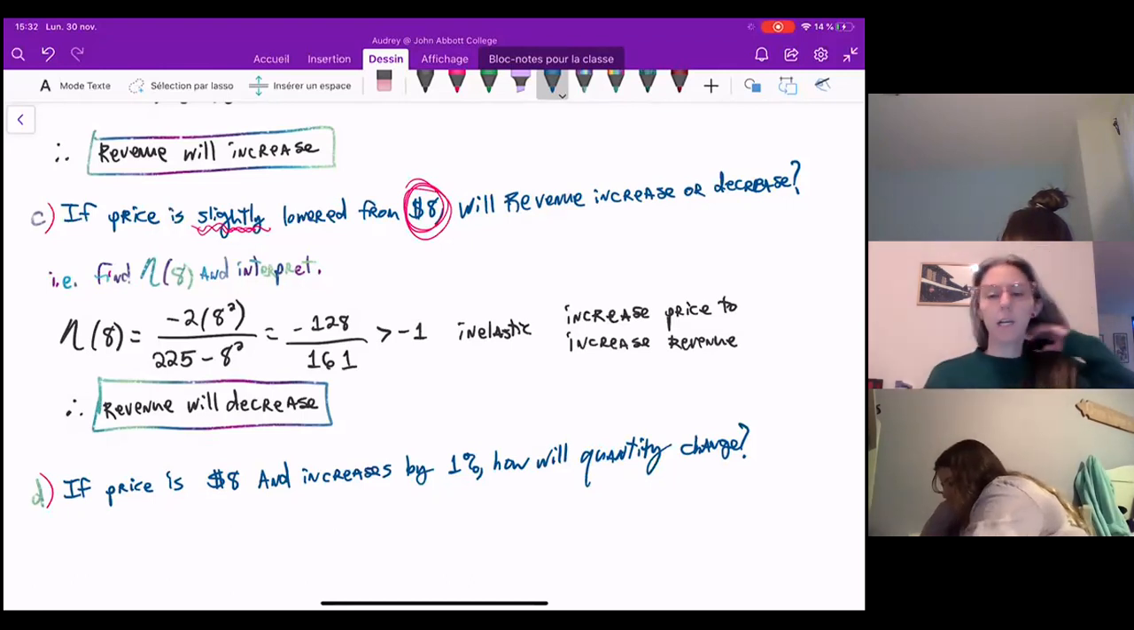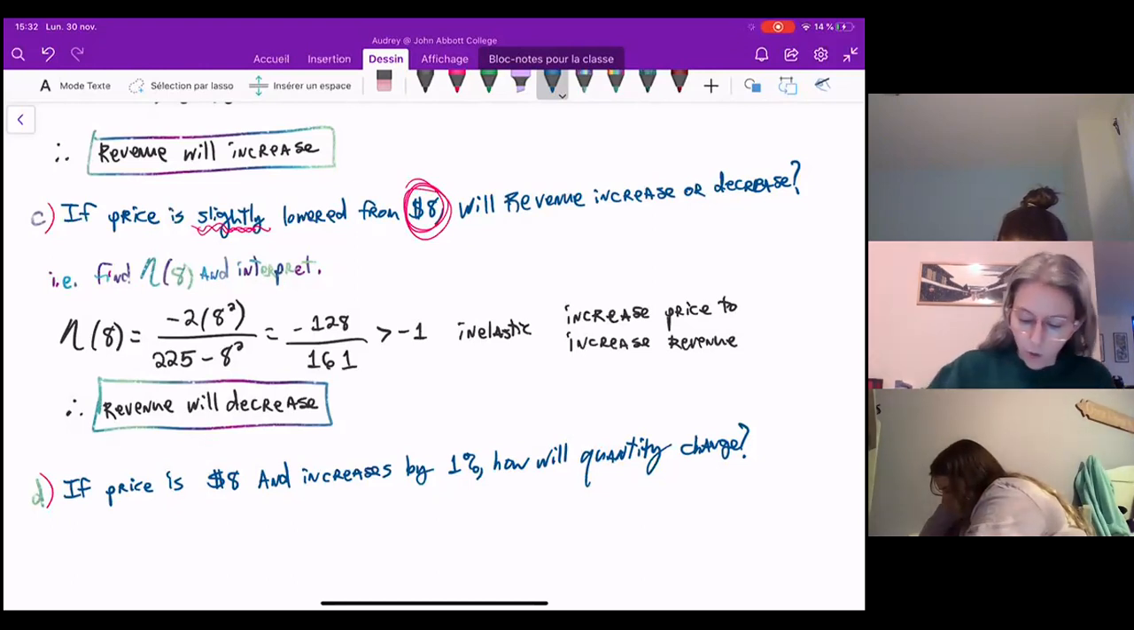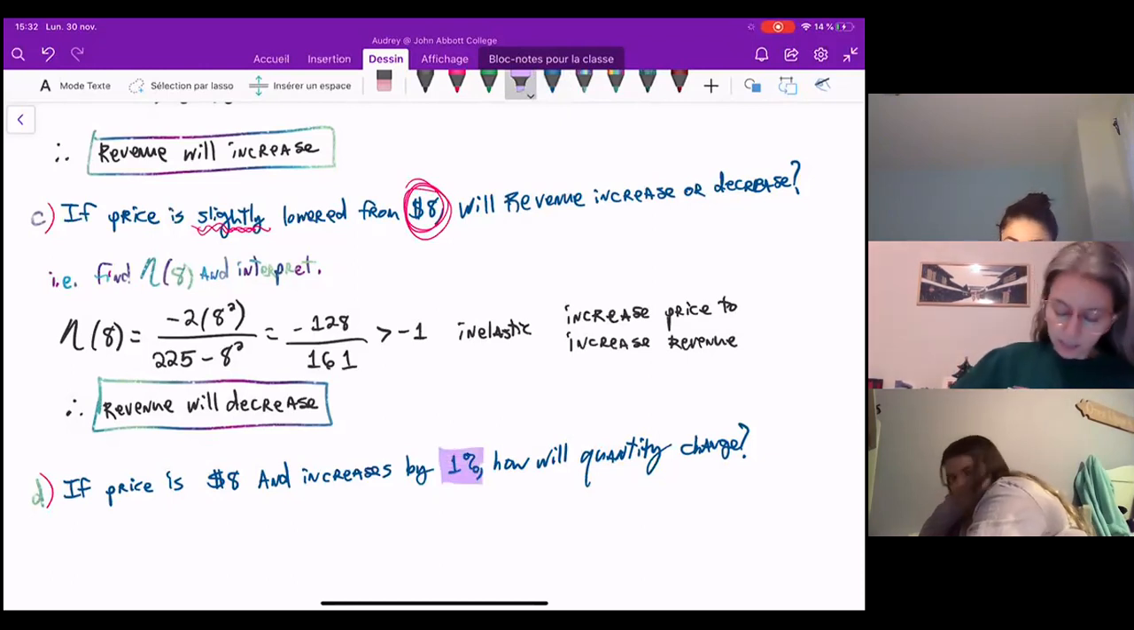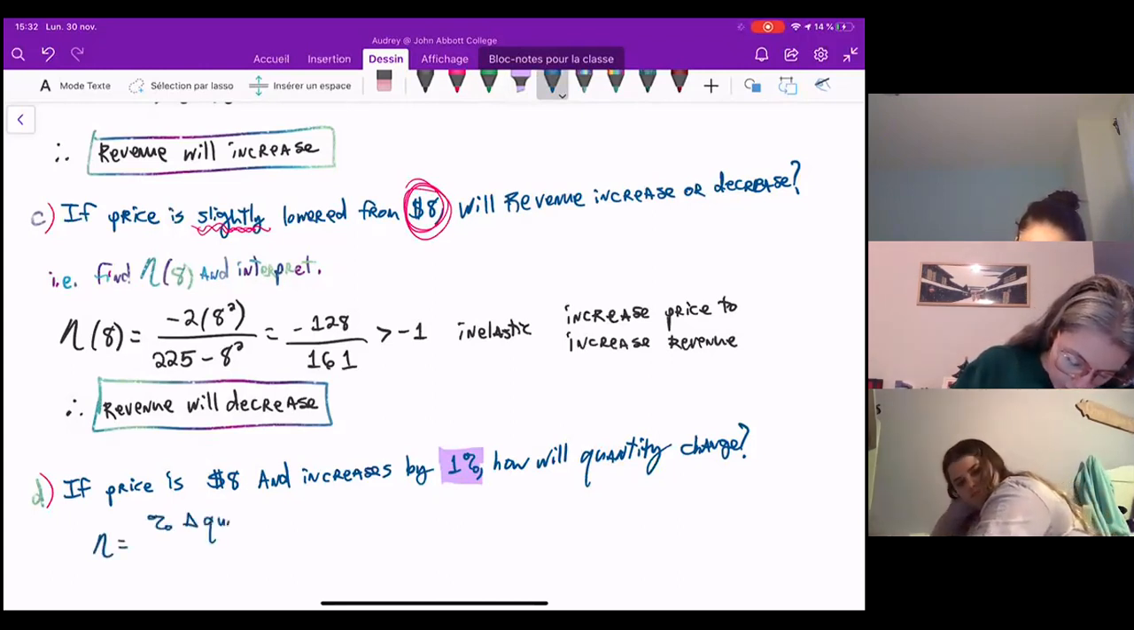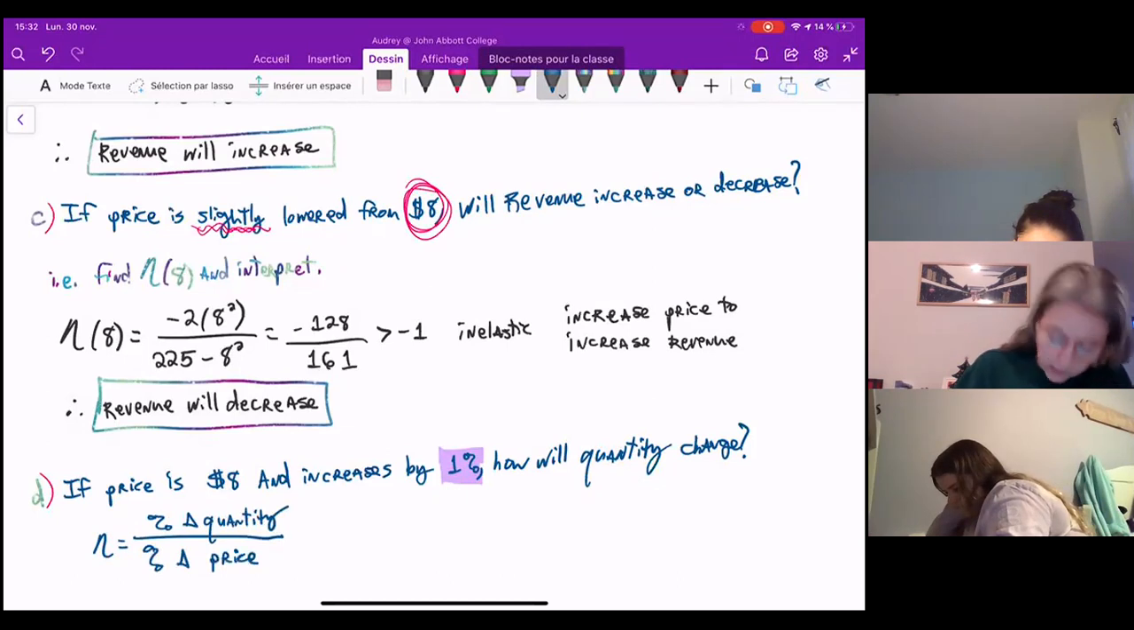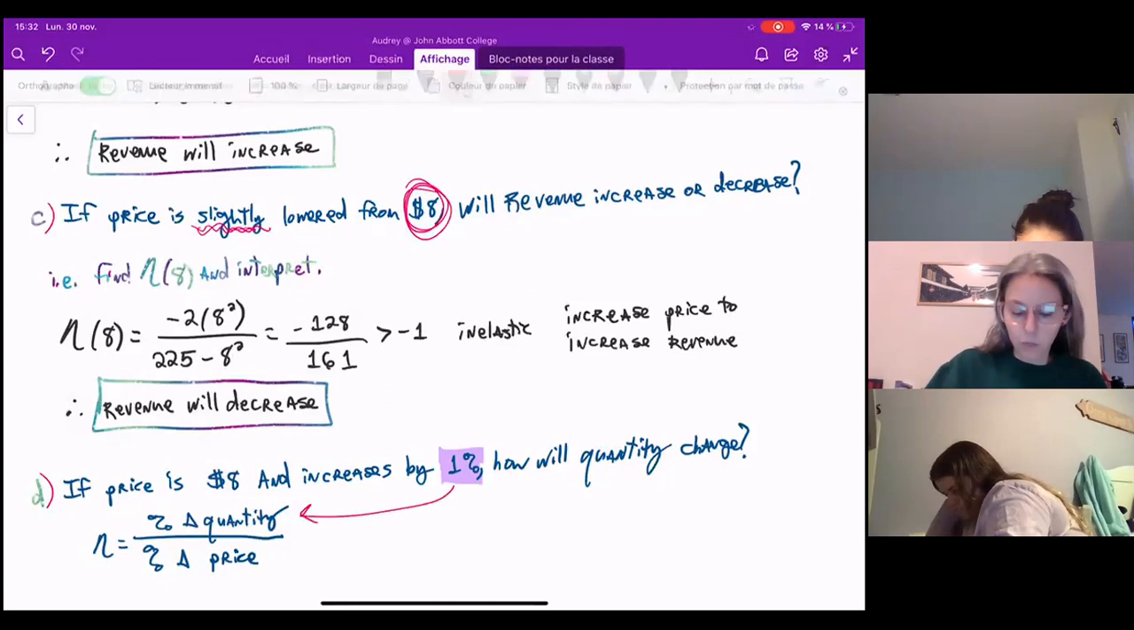What formula do I need here? You got it. So I have 1%. So I'm going to be using my elasticity formula. Elasticity is equal to the percent change in quantity over the percent change in price. And that percentage formula, the fact that I have a percent there, tells me to use that.